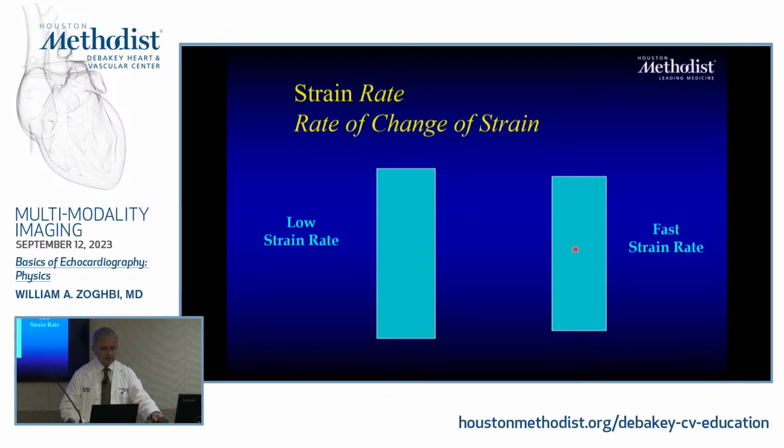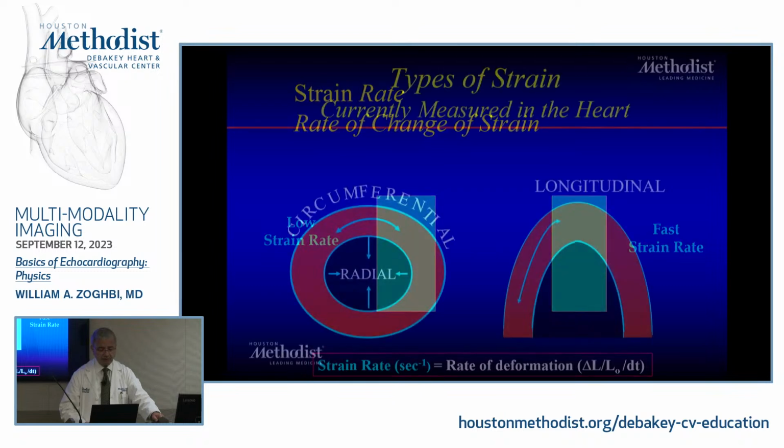So here you go. This piece of muscle has deformed this much. This other piece of muscle deformed exactly the same, but much faster. Tells you about contractility, tells you many other things, but it's much noisier, and that's why we use strain mostly at this stage of the game.